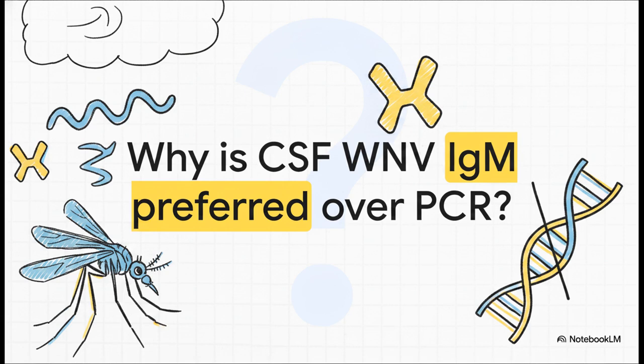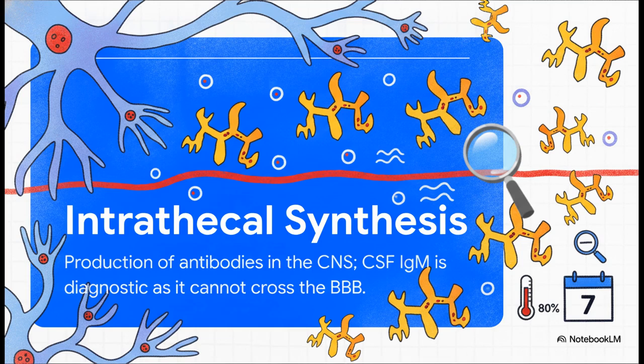It's super easy to get tripped up here because, unlike with HSV, PCR is actually less sensitive in this specific scenario. And the reason brilliantly illustrates the concept of intrathecal synthesis. See, IgM is a massive molecule. It physically cannot cross an intact blood-brain barrier. So if you find West Nile IgM floating around in the spinal fluid, you know it didn't just leak in from the blood. It was manufactured right there, inside the central nervous system, which is absolute proof of active CNS infection. By day 7, this IgM test hits 80% sensitivity, completely blowing the PCR out of the water for West Nile.